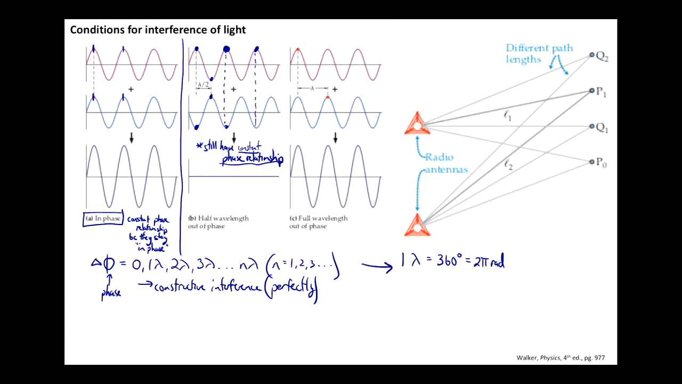So sometimes we use this degree or radian terminology to indicate how different things are. So I could re-express this relationship as if the difference is 0 or 360 degrees or 720 degrees, or you get the idea. Or we could say 0, 2 pi radians, or 4 pi radians, et cetera. All mean the exact same thing.